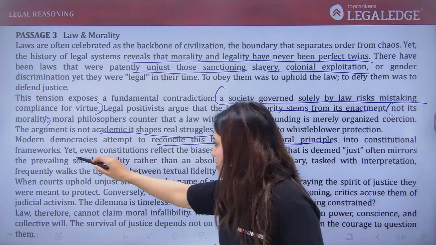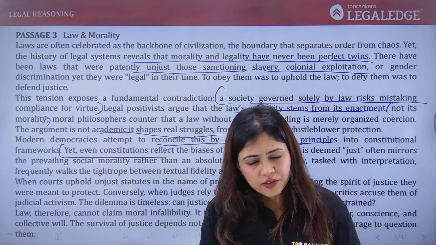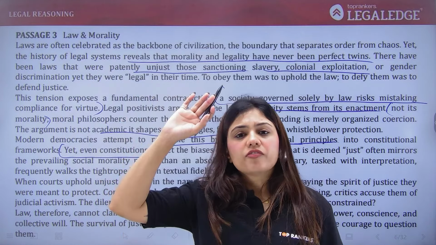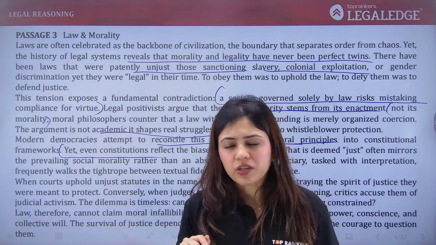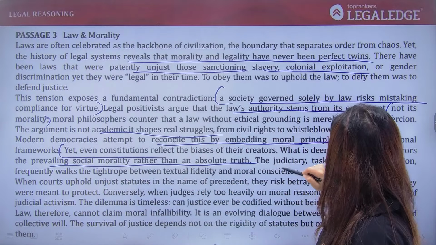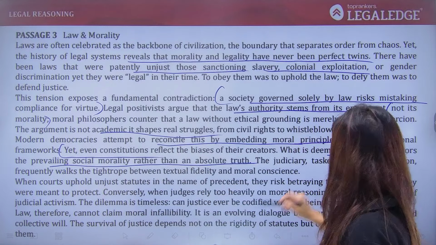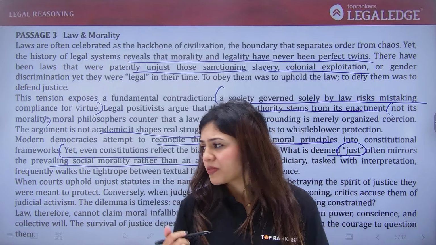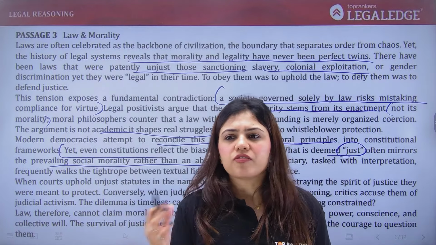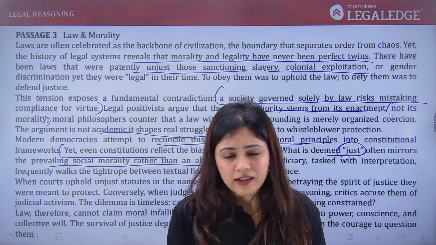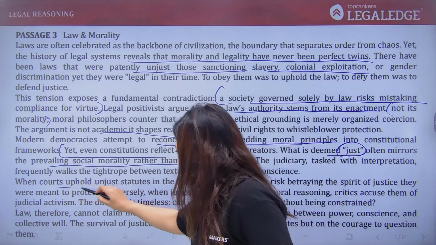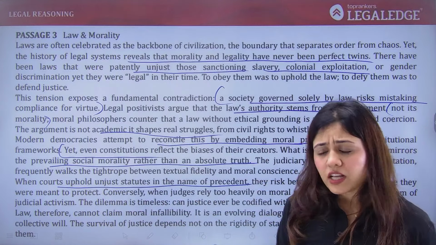So yet even constitutions, even after all these efforts, अगर हम constitution को देखें, it still reflects the biases of the people who have framed the constitution back in the day. तो आज भी हमें दिखता है कि the prevailing social morality rather than an absolute truth is something which is deemed just, but actually is probably not. So coming back to, we are constantly walking a tightrope. That means it seems like we can fall at any given instance if we just lose our balance. And that's the reason it's really imperative for all of us to actually uphold, you know, the right things, the just things.